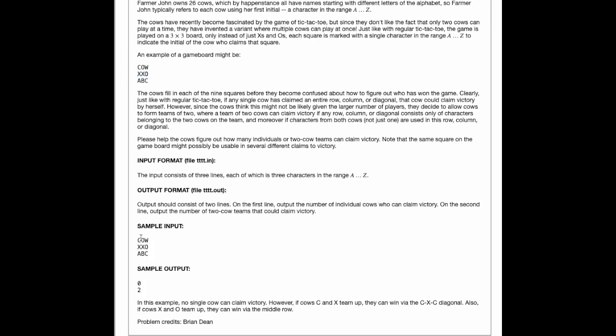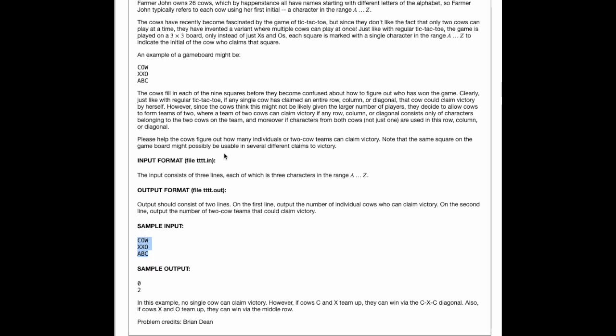If we look at the input, we're given what we saw here: C O W X X O A B C. If we think about it, the X and O's can claim victory, and so can the X and C's. I'll draw this out. You can see that this row can win, and also this row. So we have two team cows that can win, and no individual cows can win. So that's a zero and a two. We're just trying to find how many of each can win.